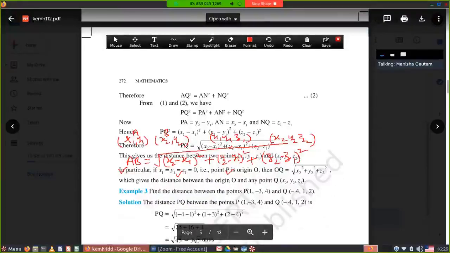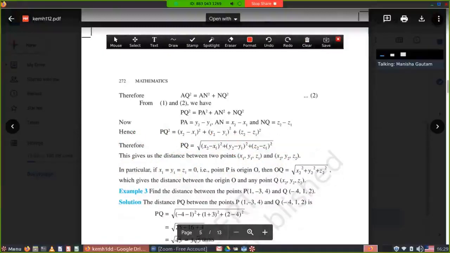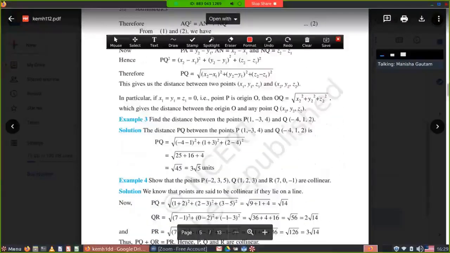Now if you want to find out the distance numerically, let's see what you will do in example number 3. Find the distance between the points. P is a point having coordinates 1, minus 3, 4, and Q having coordinates minus 4, 1, 2. What you have to do?